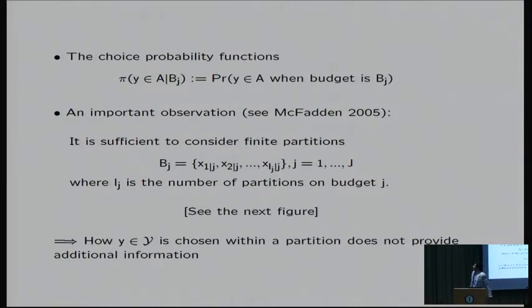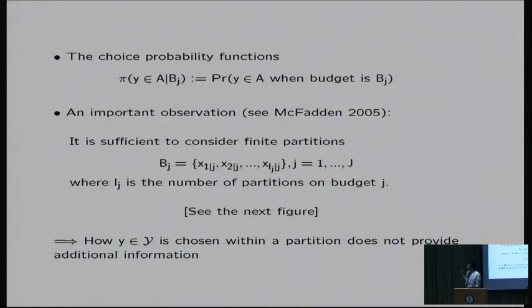Okay, so what we observe is a bunch of conditional choice probabilities of people choosing when they are facing particular budget sets like B sub J. All the budget sets are indexed by 1, 2, 3 up to capital J.